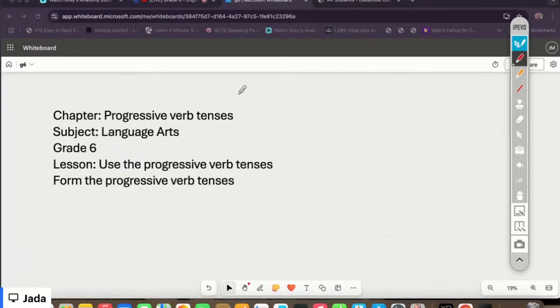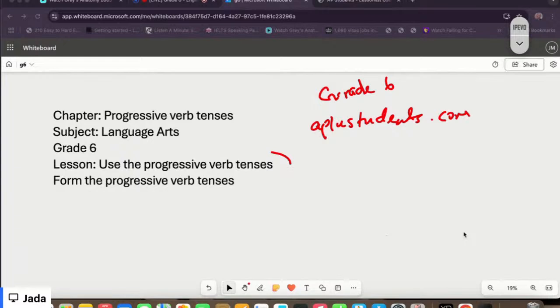Today we will have progressive verb tenses, and first you have to log in using aplusstudent.com. Click on your name, move into Language Arts, Grade 6, and the chapter is Progressive Verb Tenses. The lesson will be to use the progressive verb tenses and form the progressive verb tenses. I hope that you all had a good weekend. So we will begin right now.